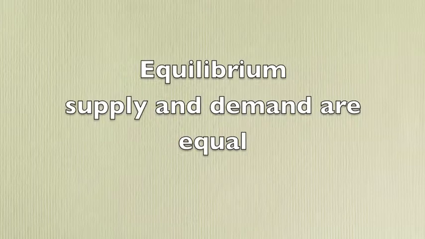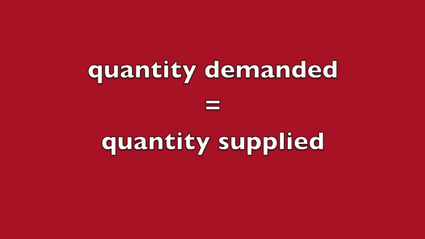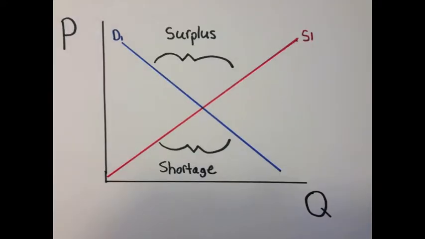Now that we have looked at both supply and demand, we can look at what equilibrium is. Equilibrium is where supply and demand are equal, or where quantity demanded equals quantity supplied. When looking at a supply and demand graph, anything above equilibrium is surplus, or excess supply, and anything below that is shortage, or excess demand.